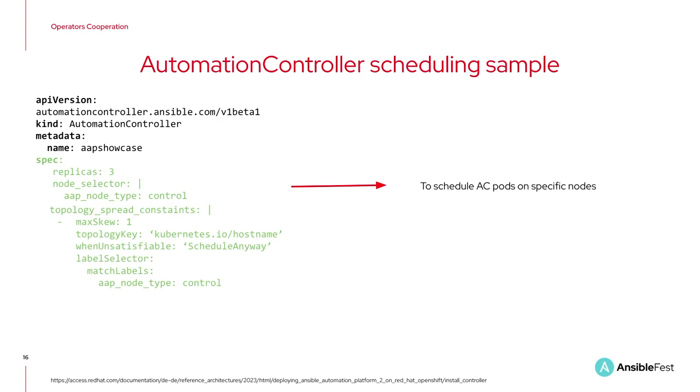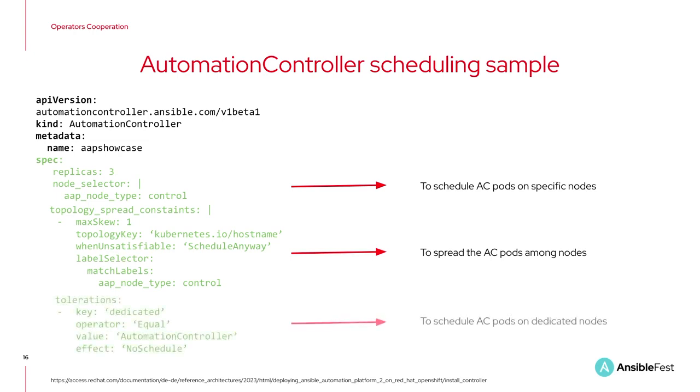Then we have the topology spread constraints. This is to spread the pods across different nodes, because by default, Kubernetes will tell you this node is not being used, so it will put all the pods on one node. But you want to make sure your automation controller pods are spread across the nodes, so that in case of a node failure, not all your automation pods are down.